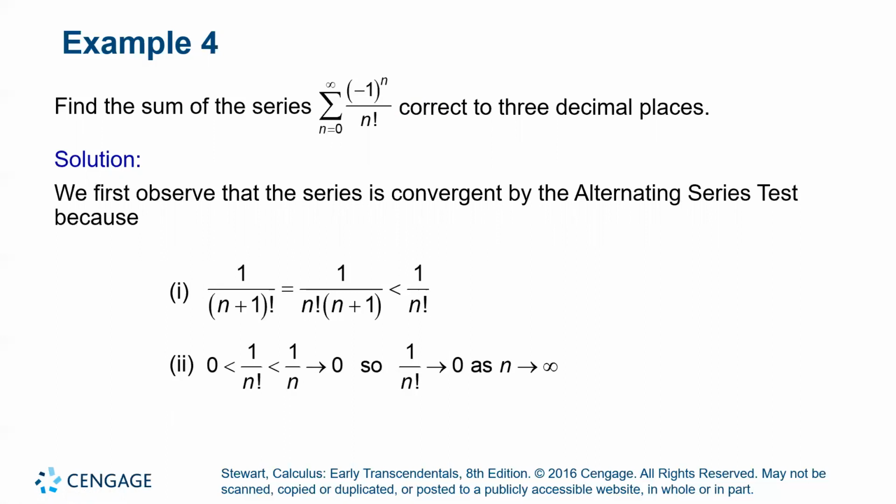So as n goes to infinity, 1 over n factorial absolutely goes towards 0. In fact, much quicker than 1 over n, which is what they're using to compare to here. So definitely this converges to 0. So since both of these are true, we definitely know that this series is convergent. So now we can focus on what they're actually asking: to find the sum correct to 3 decimal places.